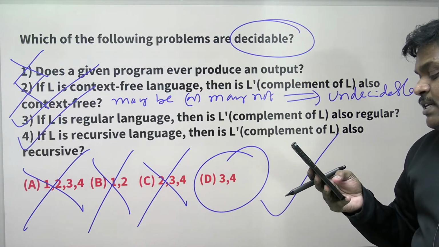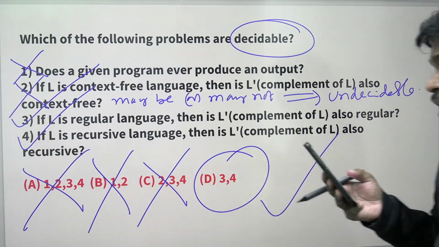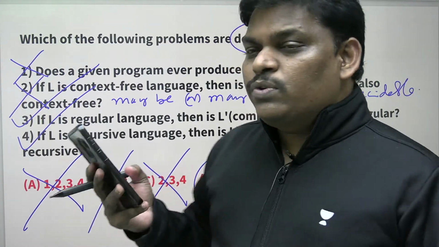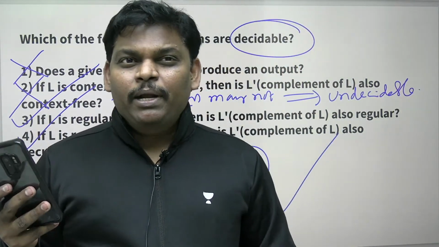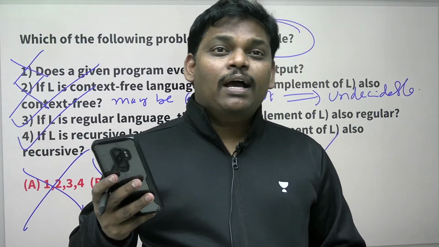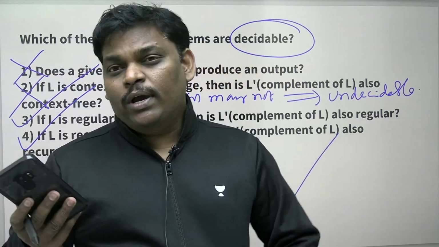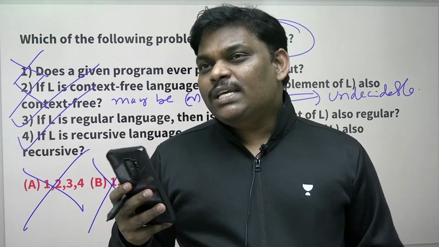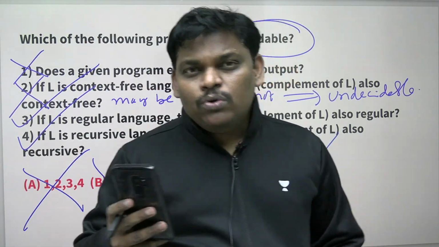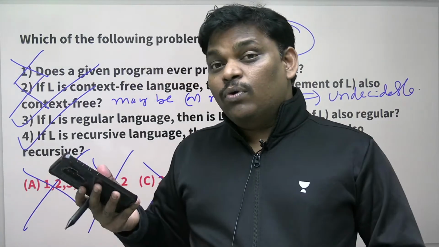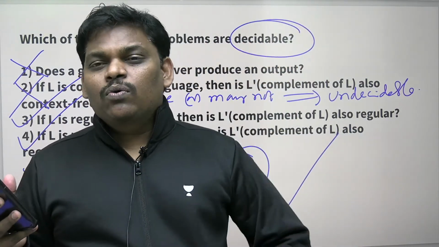Someone is saying that CFG is not closed under complementation. What is the meaning of not closed? Not closed means maybe, may not. I have a CFG; if I do complementation, I may get a CFG, or I may get more than a CFG. There is no guarantee. Closed means guarantee. Not closed means no guarantee.